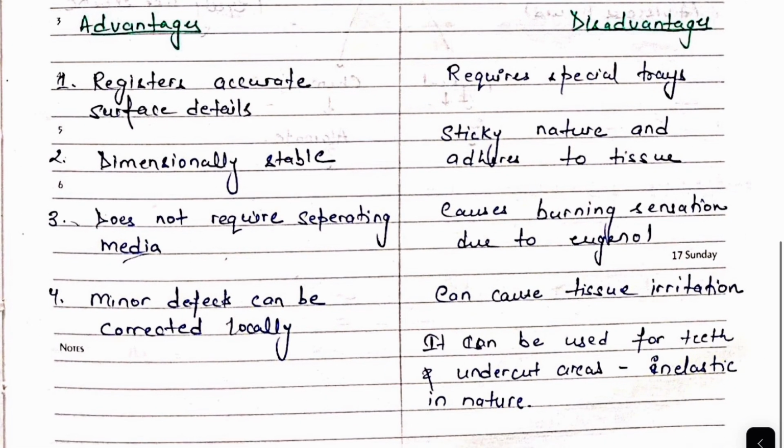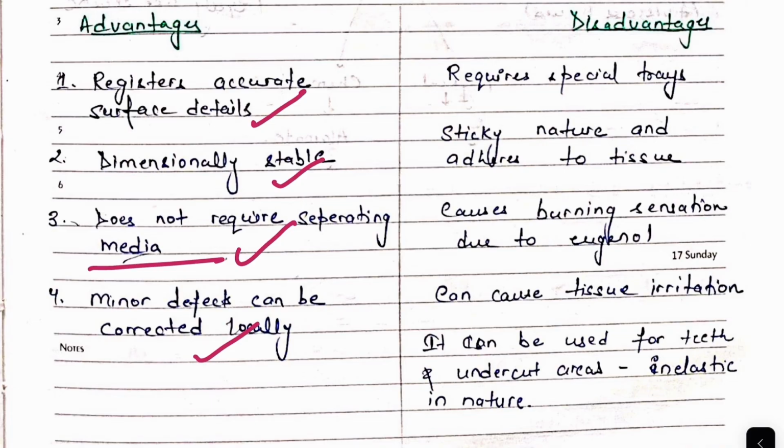Now talking about the advantages and disadvantages of zinc oxide paste. So the first major advantage is that it records accurate details. Second is that it is dimensionally stable. These are mainly compared to the impression compound. Okay, and they do not require a separating media for loading. You can directly load it on the custom impression. Okay, and minor defects can be corrected locally.